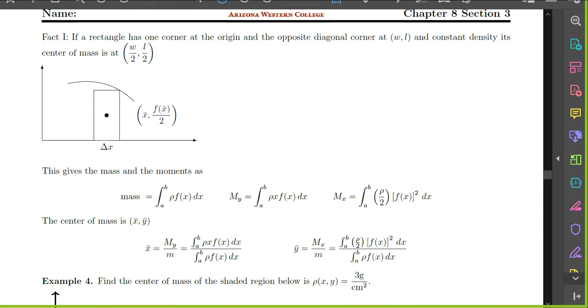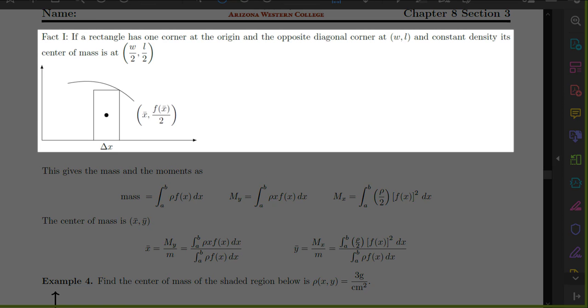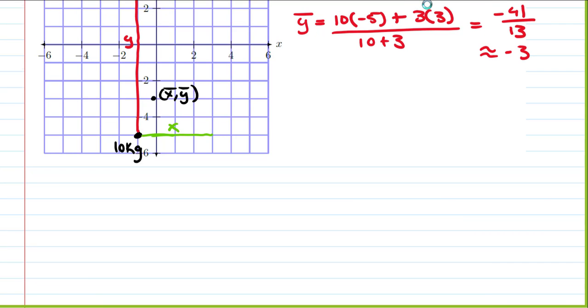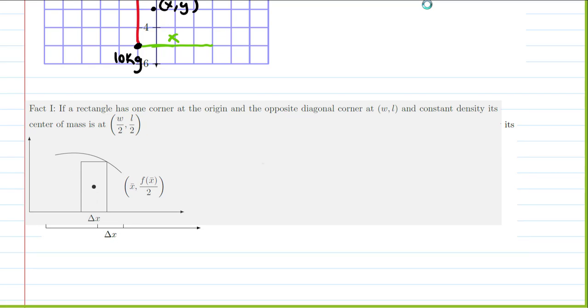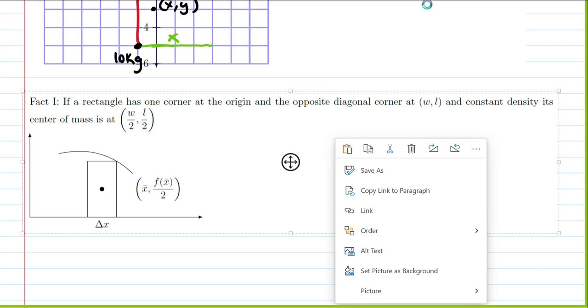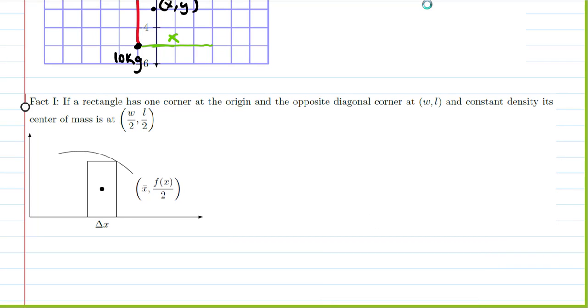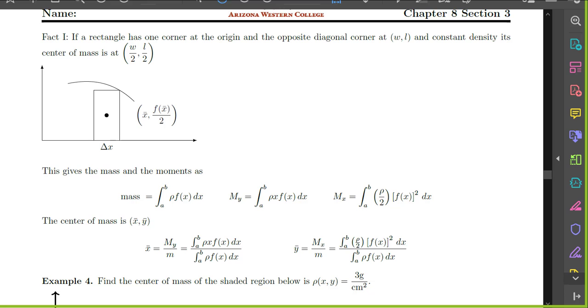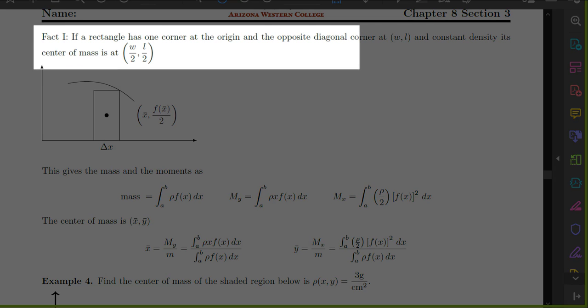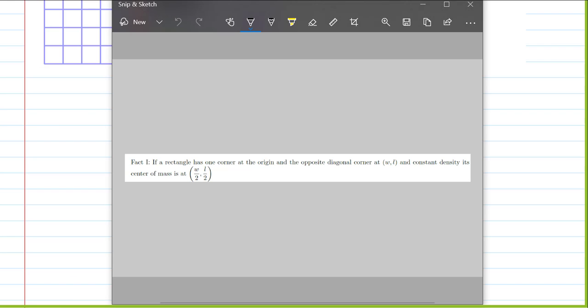All right, so what's happening next? We've got some facts that we need to talk about once again. Let's see if we can generalize this idea using integration to something that's not discrete. In our previous example, we used the fact that we had these point masses. So let's take a look at fact number 1. If a rectangle has one corner at the origin and the opposite corner at w, L, and constant density, it has a center of mass of w over 2, L over 2. Let's see if we can figure out why that's the case.